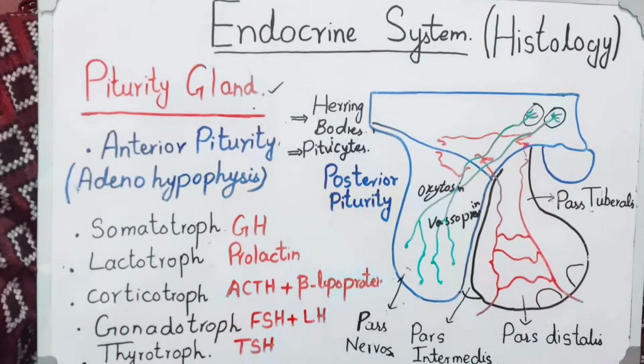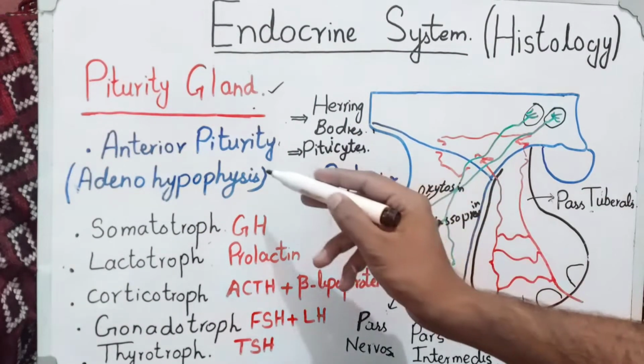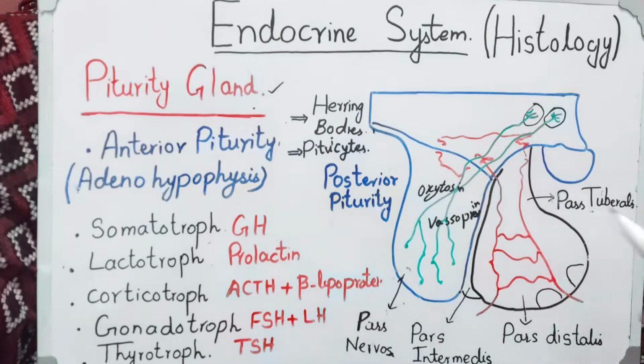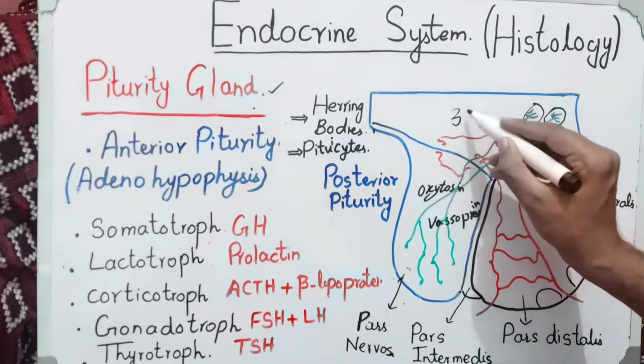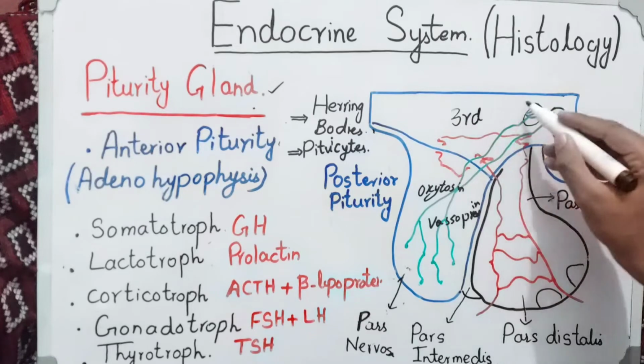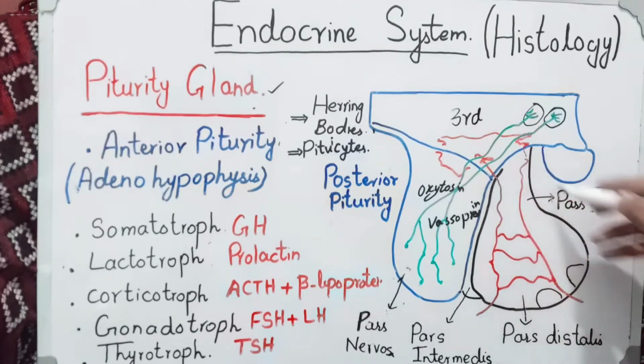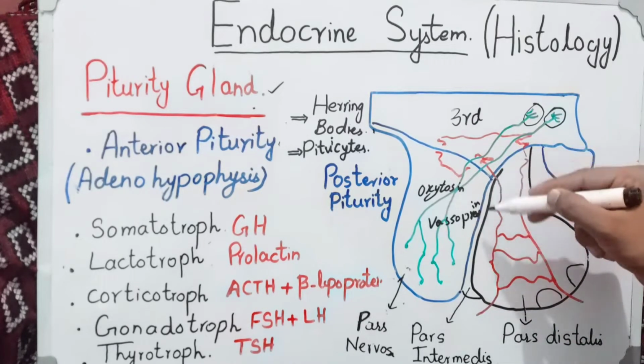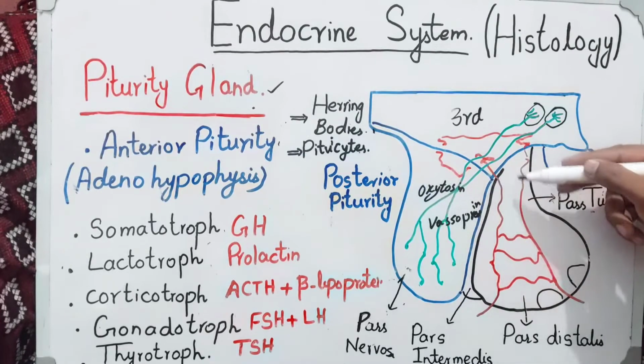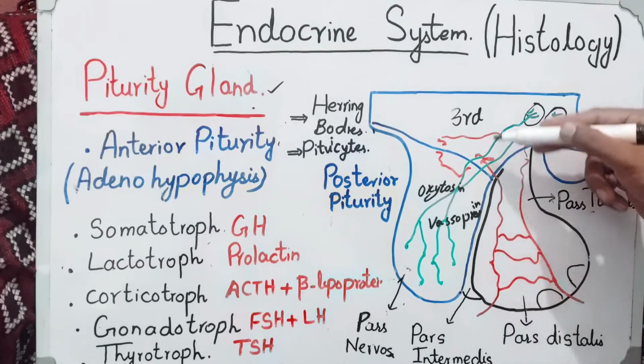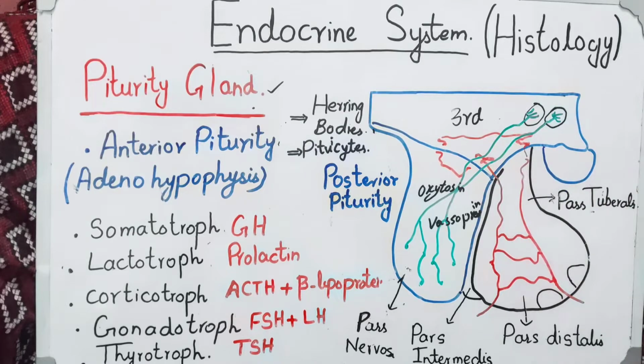The pituitary gland mainly consists of two parts. Number one is the anterior pituitary. Number two is the posterior pituitary. Here, this is the third ventricle and this part is the hypothalamus. Underneath the hypothalamus is the pituitary gland, and this stalk-like structure is the infundibulum. The infundibulum mainly connects the hypothalamus with the pituitary gland.